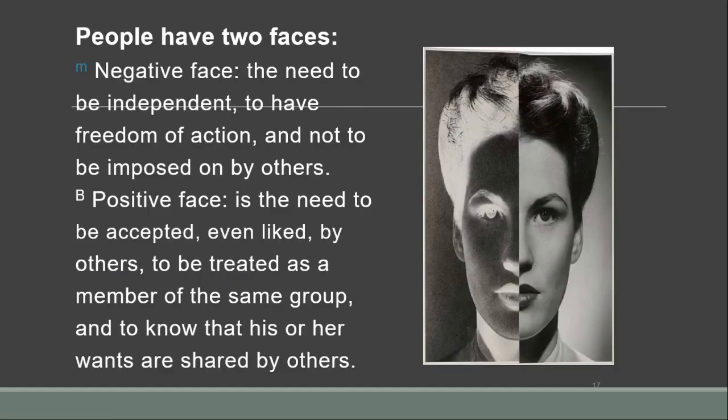People have two faces. Negative face: the need to be independent, to have freedom of action and not to be imposed on by others. It is your individuality. You do not consider yourself a member of a group. Positive face is the need to be accepted, even liked by others, to be treated as a member of the same group and to know that his or her wants are shared by others.